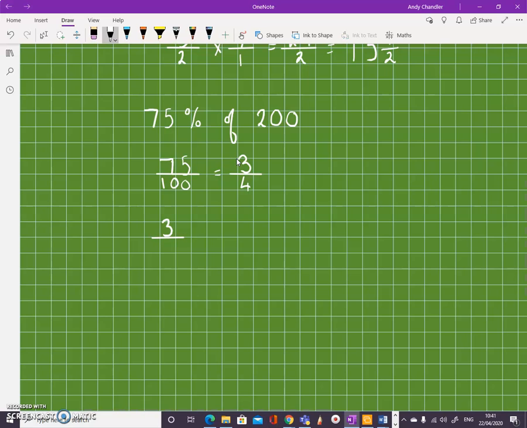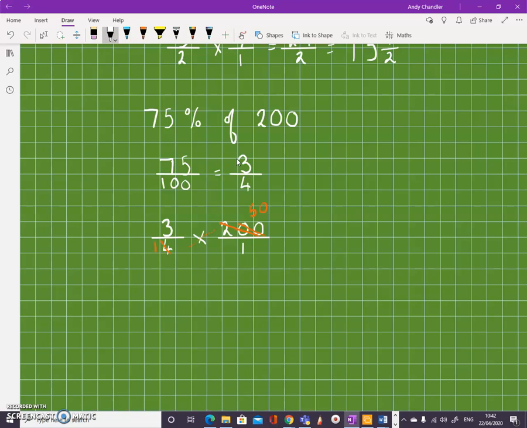over 4 multiplied by 200 over 1. So I've taken my whole number, which is 200, and turned it into a fraction by just putting it over 1. Then I check to see if I can simplify diagonally, and I can simplify that way because both 200 and 4 are in the 4 times table. So 4 goes into itself once, and 200 divided by 4 is 50.